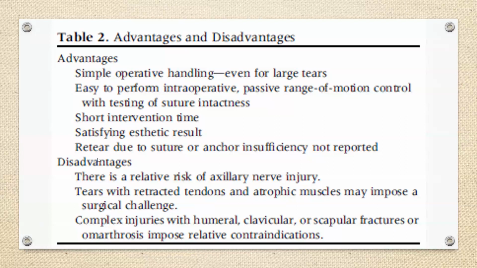The primary disadvantage is that there is a theoretical risk of axillary nerve injury, although much less when compared to the lateral extension technique. Tears with retracted and posteriorly placed tendons might be challenging. And any altered bony morphology could again interfere with the surgical exposure and is a relative contraindication.